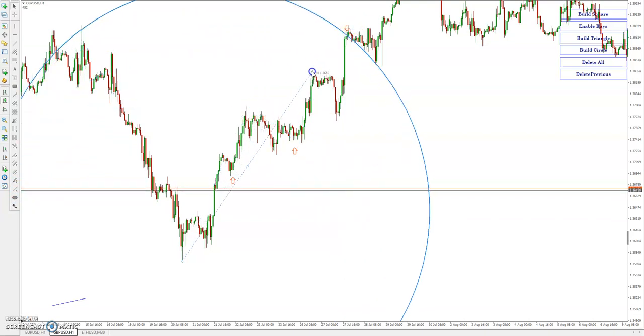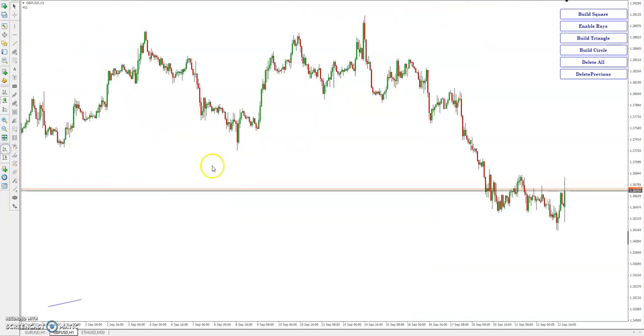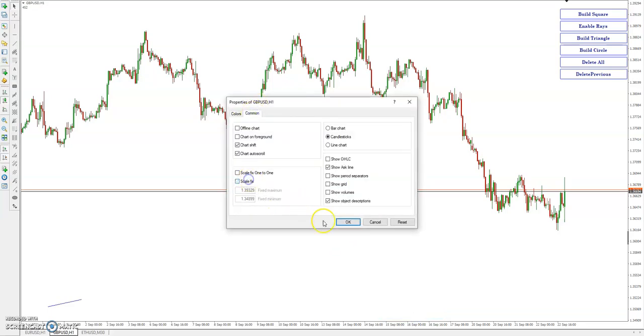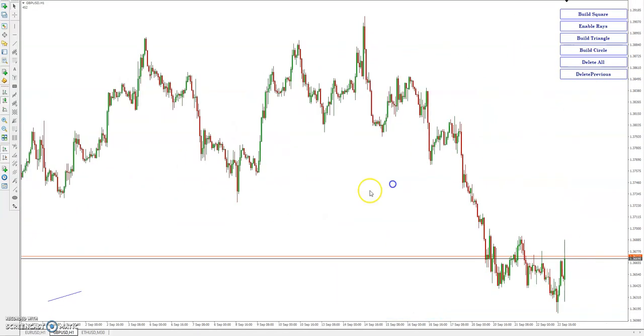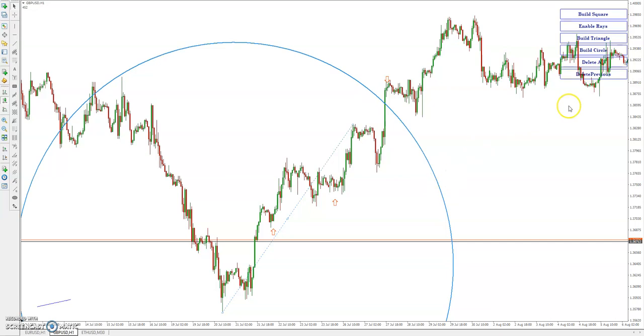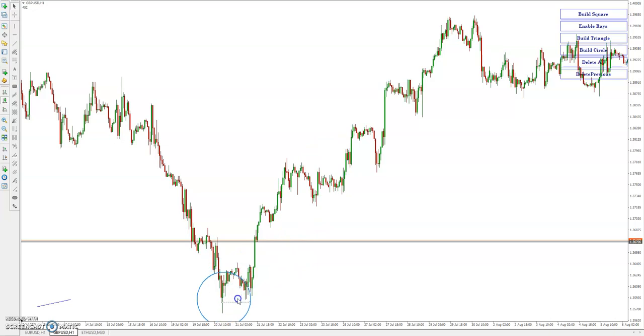Let's move it forward. See, some scale problem is there. No worry, let me do something. Fix the scale, that's why it's moving here and there. Delete all. Okay, let's start again.